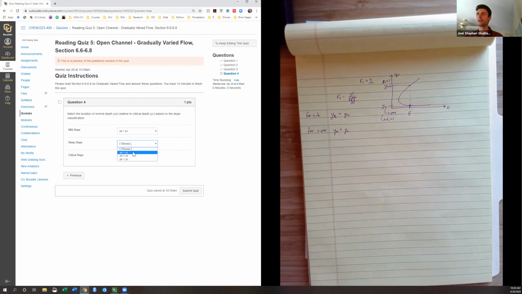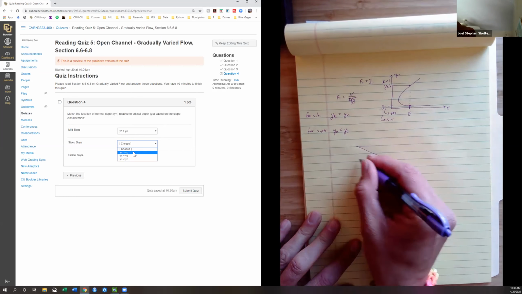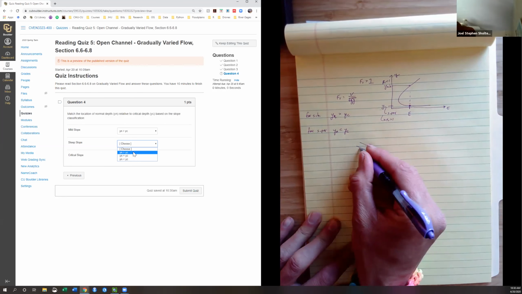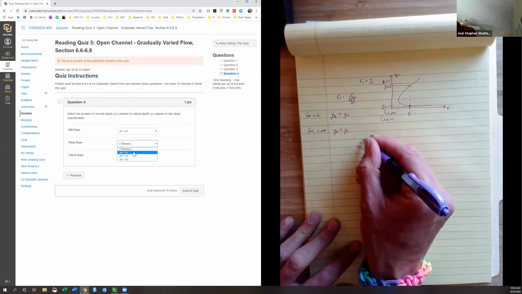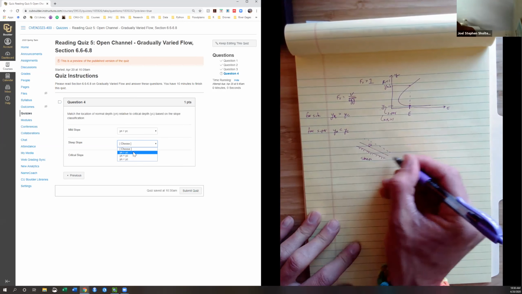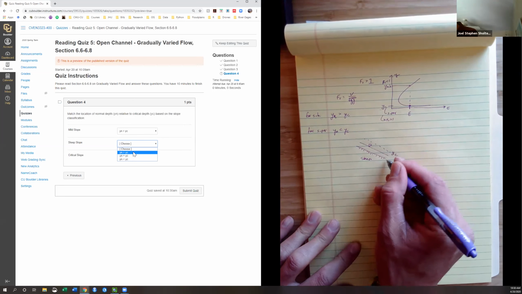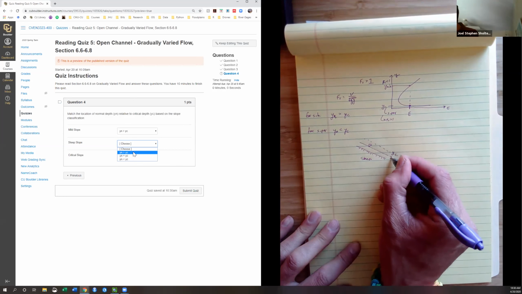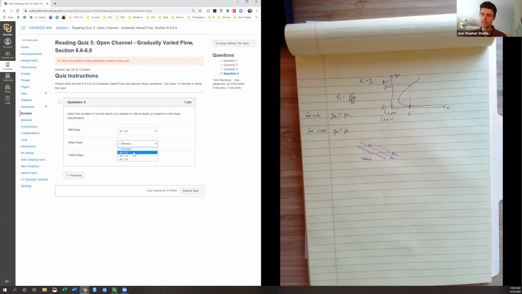But for a steep slope, the slope is steep enough that it makes that water go fast and shallow, right? So here's our steep slope. Here's our flow. And so if we were to calculate our critical depth for this really steep slope, it's going to be somewhere up here. But our normal depth is actually going to be below that. So we'll look at some examples of that.